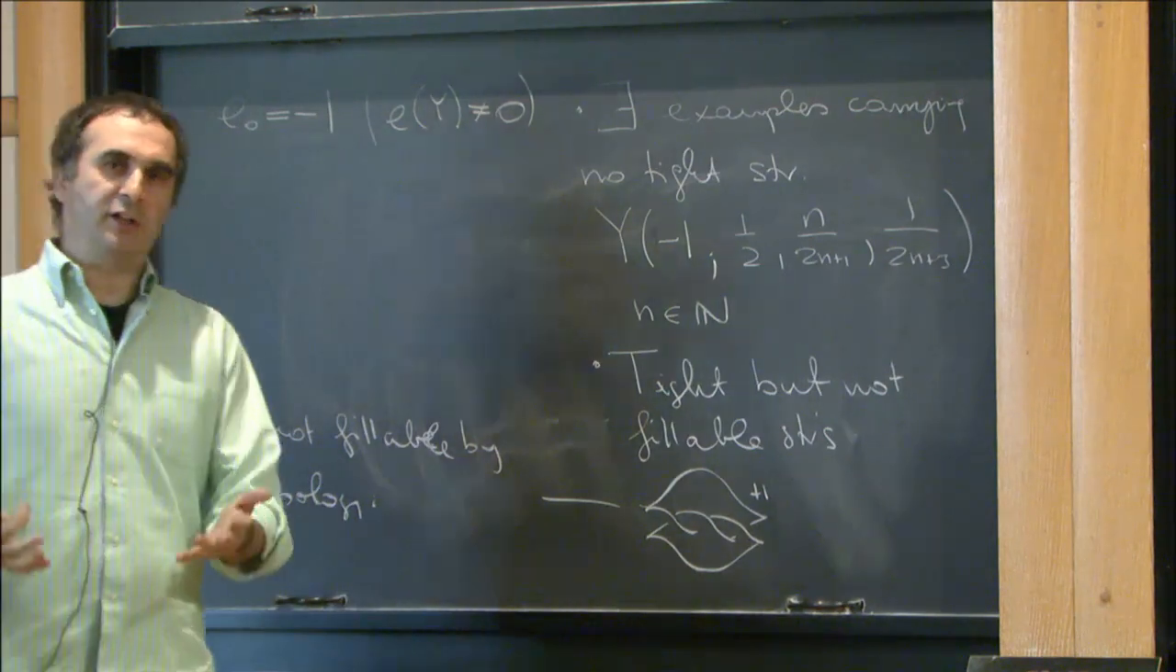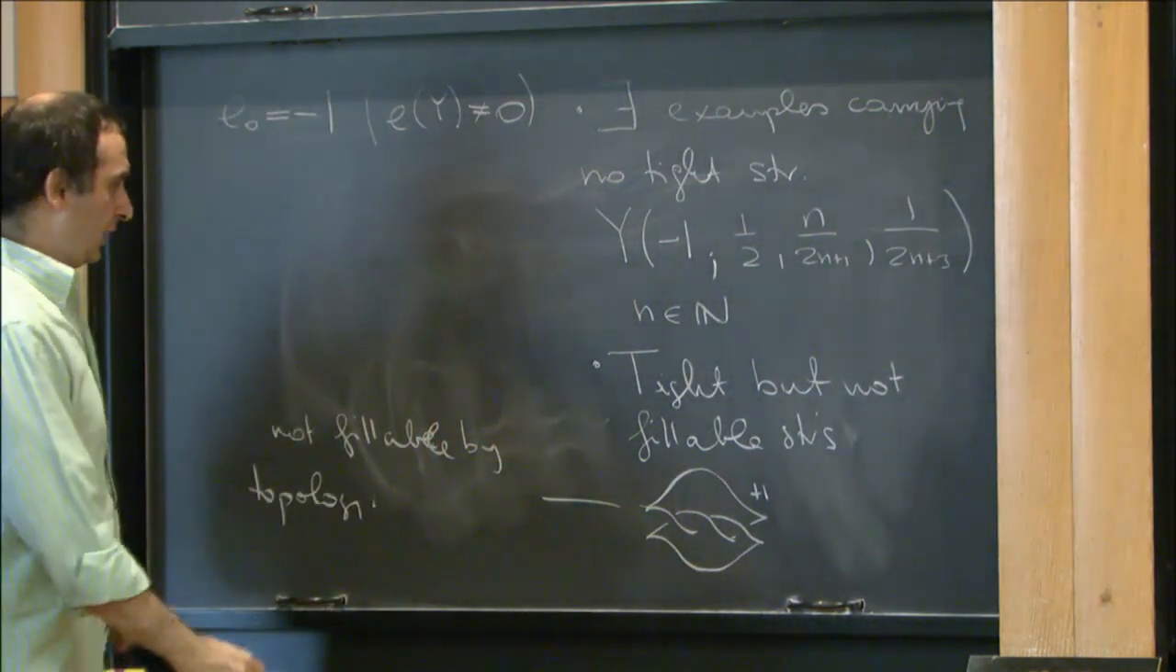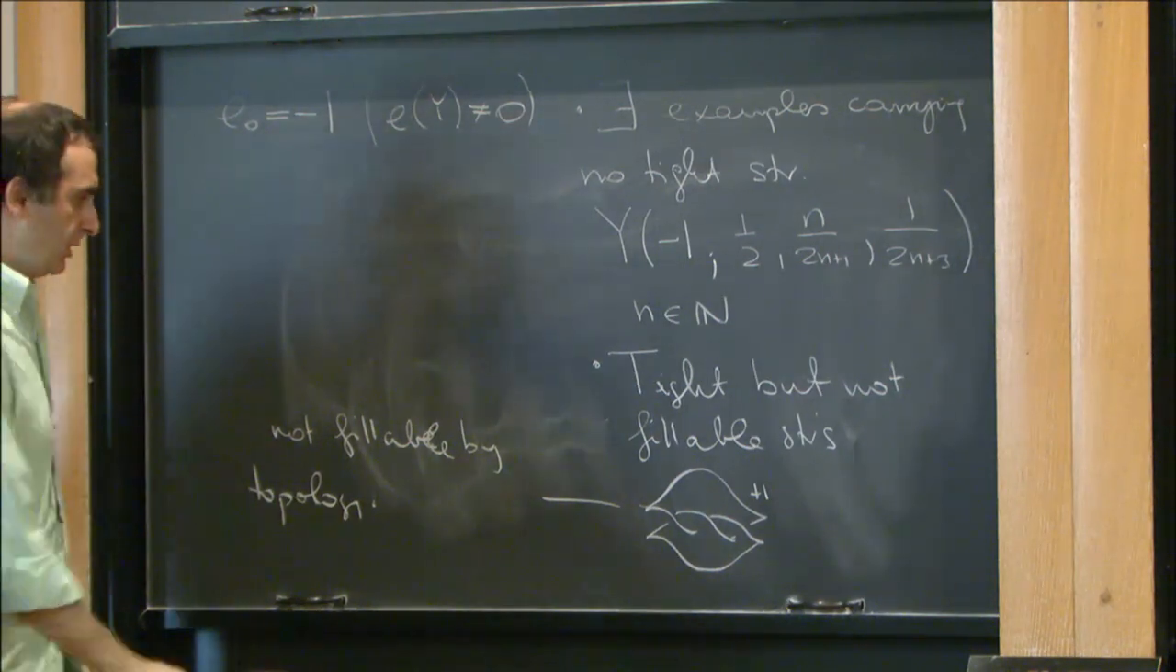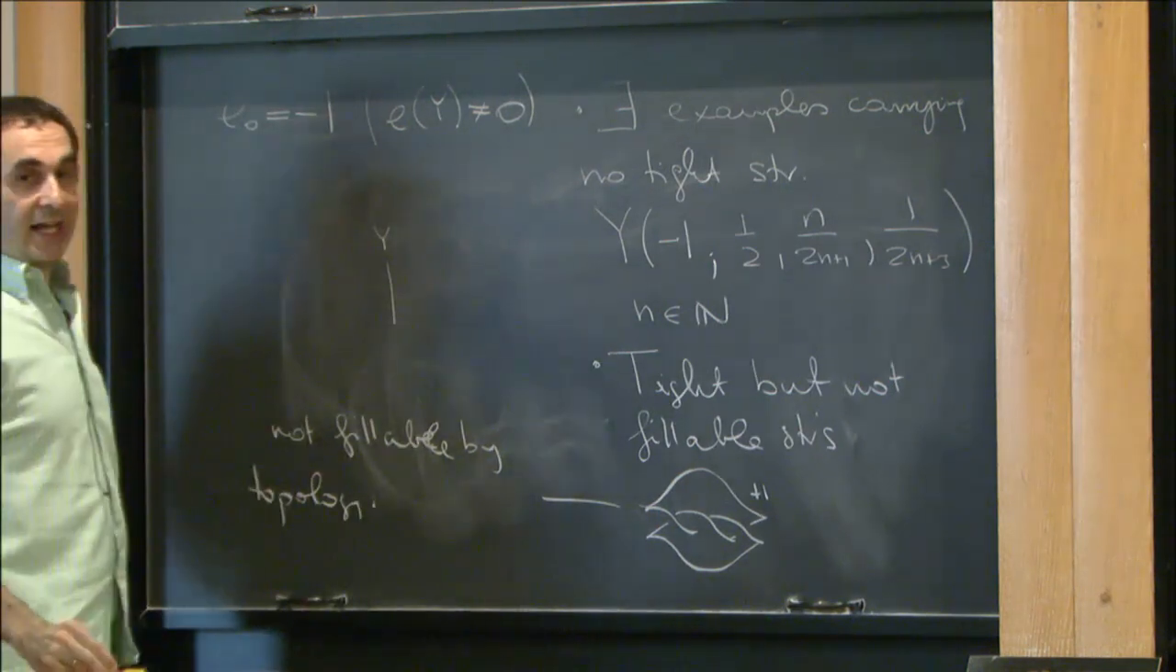So it's somehow not a property of the contact structure, but a property of the 3 manifold. And let me just sketch a very quick argument for that. So this 3 manifold, Y, is an L space.